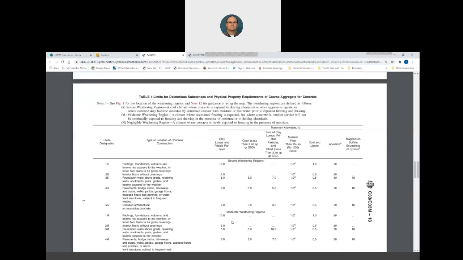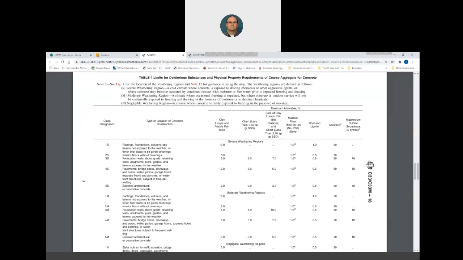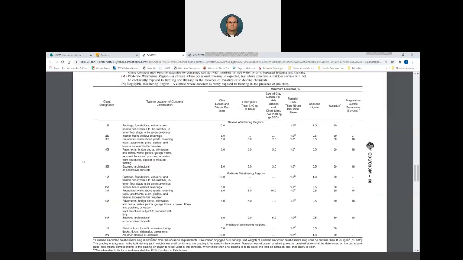Rotate clockwise. All right. Class designation of concrete. Basically, if I'm designing something, I want to look at what kind of class I'm in. What am I using that concrete for? And then you can find that. All right, so if I look at clay lumps and friable particles, we have seen that before, haven't we? I've talked about that. So this is percent passing.